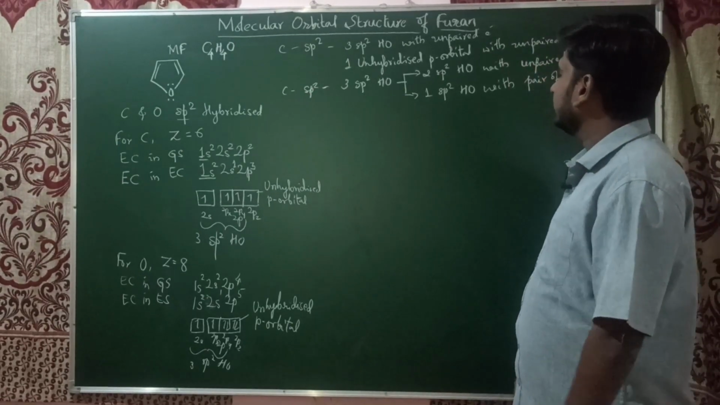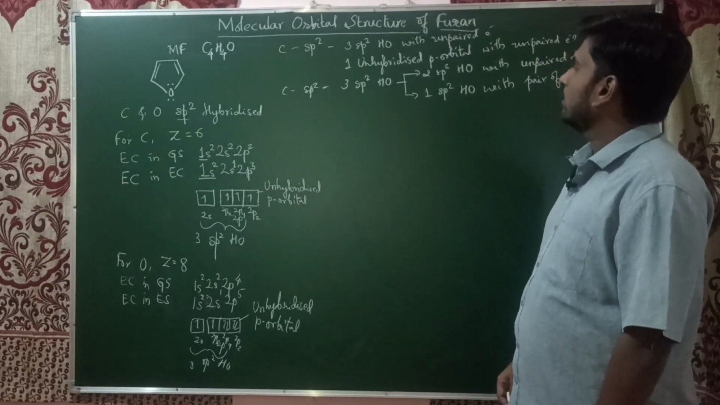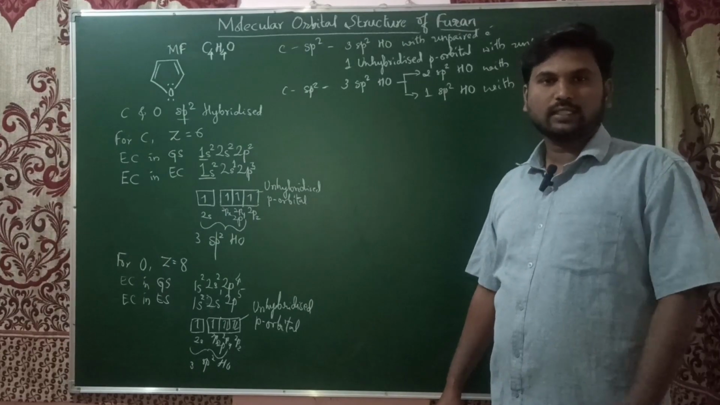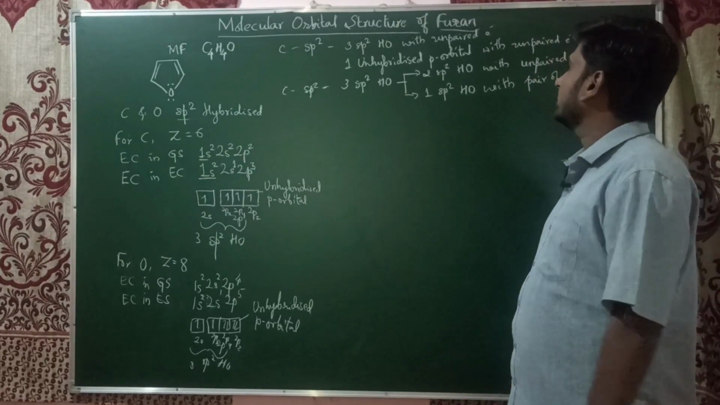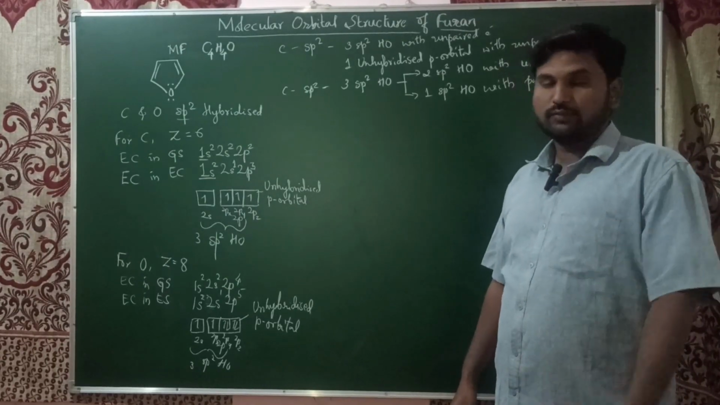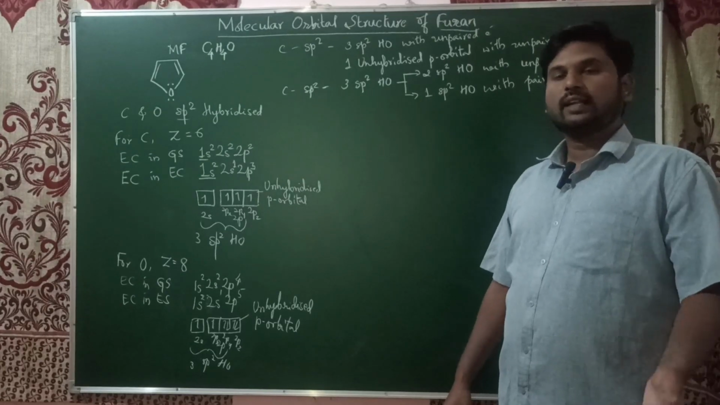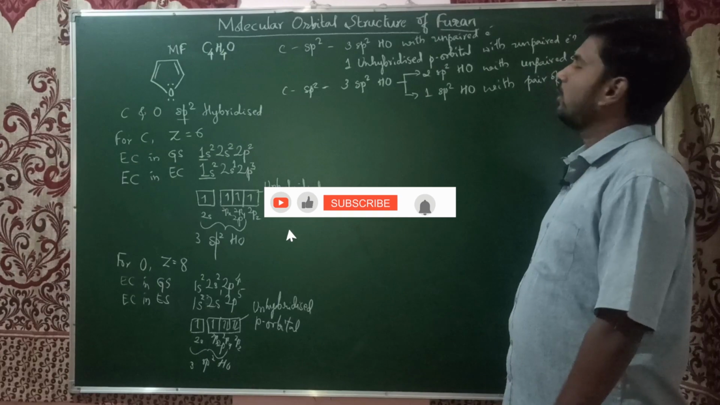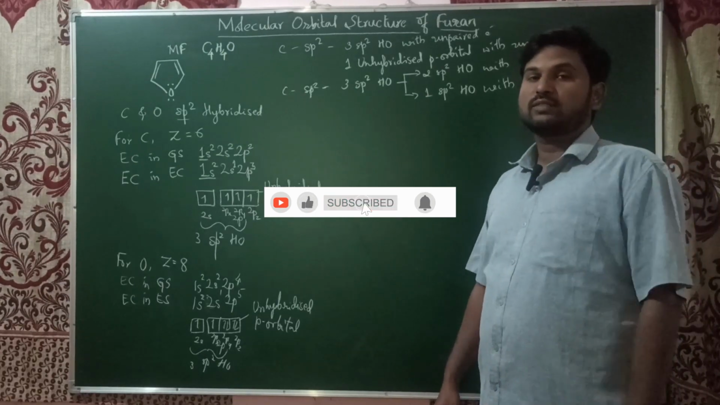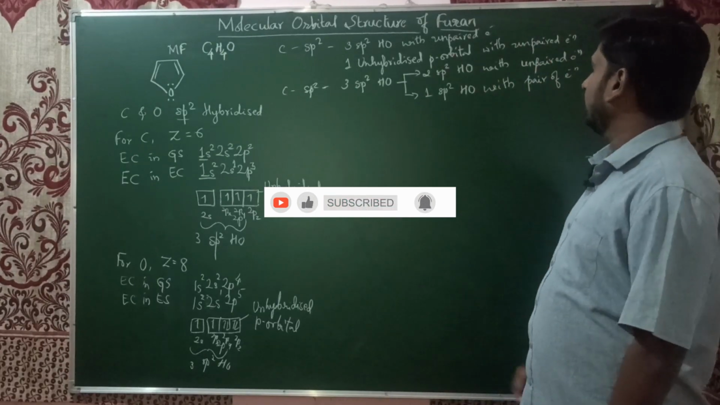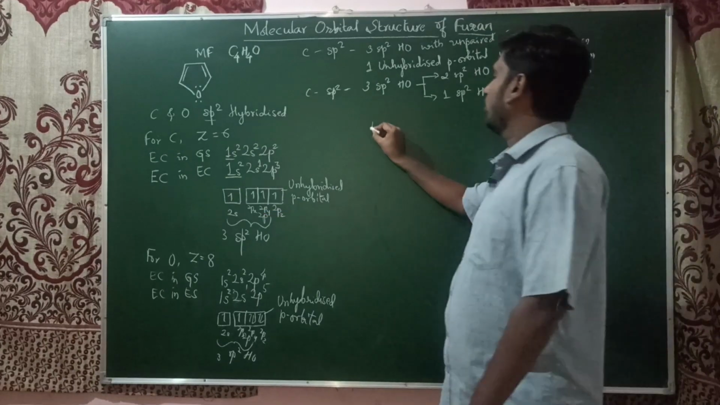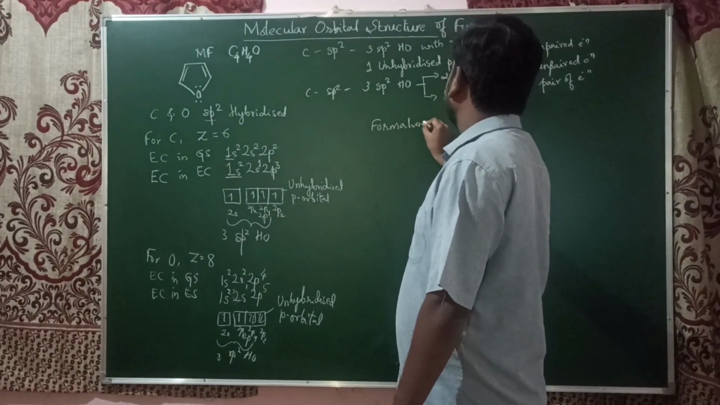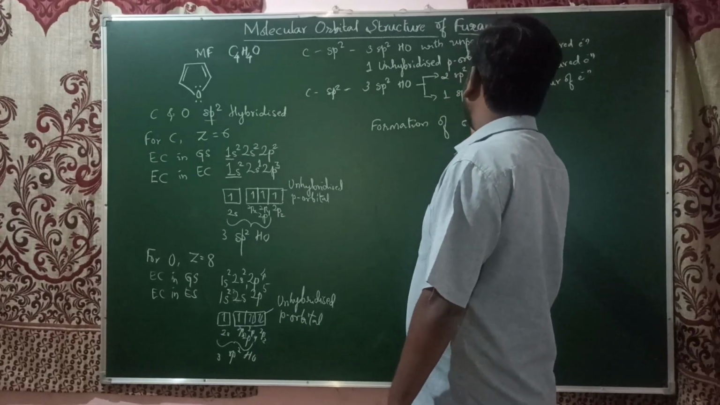Now we will discuss the bond formation, that is, we are going to write the molecular orbital structures. First we will write the molecular orbital structure for the formation of sigma bonds, and later we will write it for formation of pi bonds for furan. Now we'll write the formation of sigma bonds.